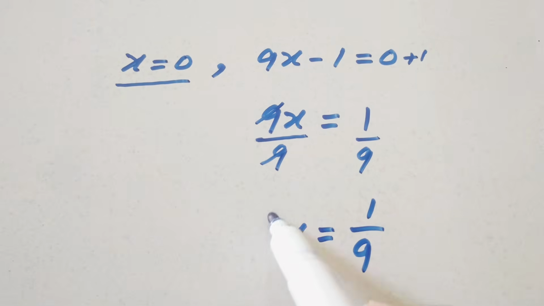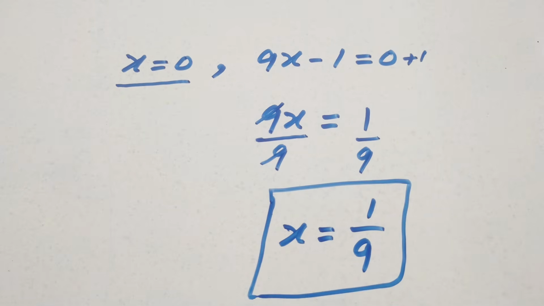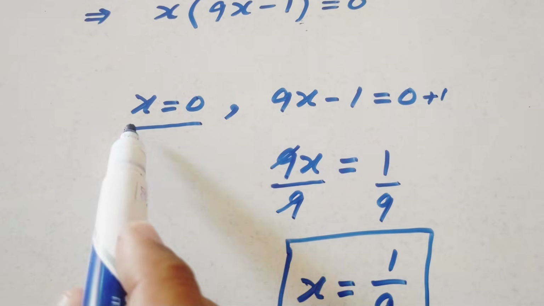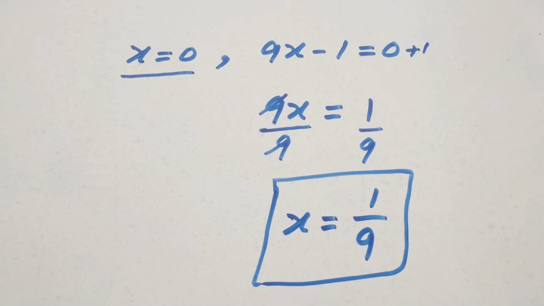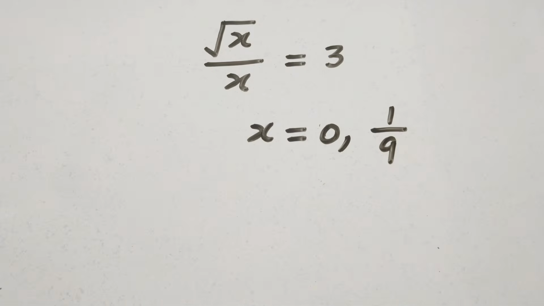So we have found two values of x by the first method. The first one is x is equal to 0 and the second value of x is 1 by 9. Before moving to the second method, let's verify whether these values, x is equal to 0 and x is equal to 1 by 9, are valid or invalid for the given expression. So let's verify.